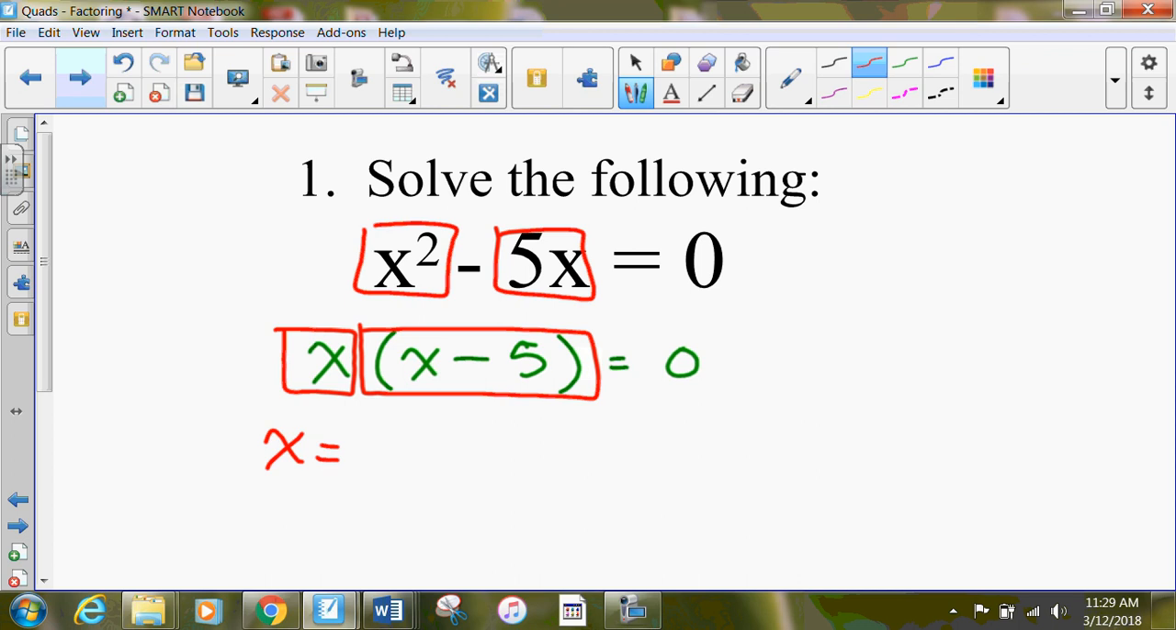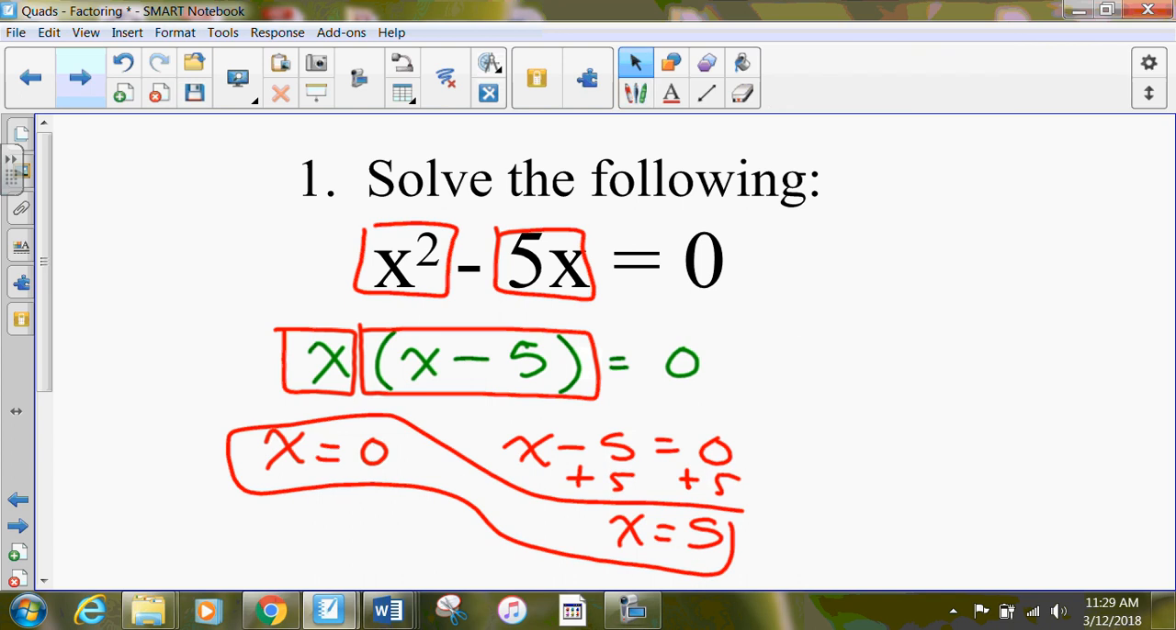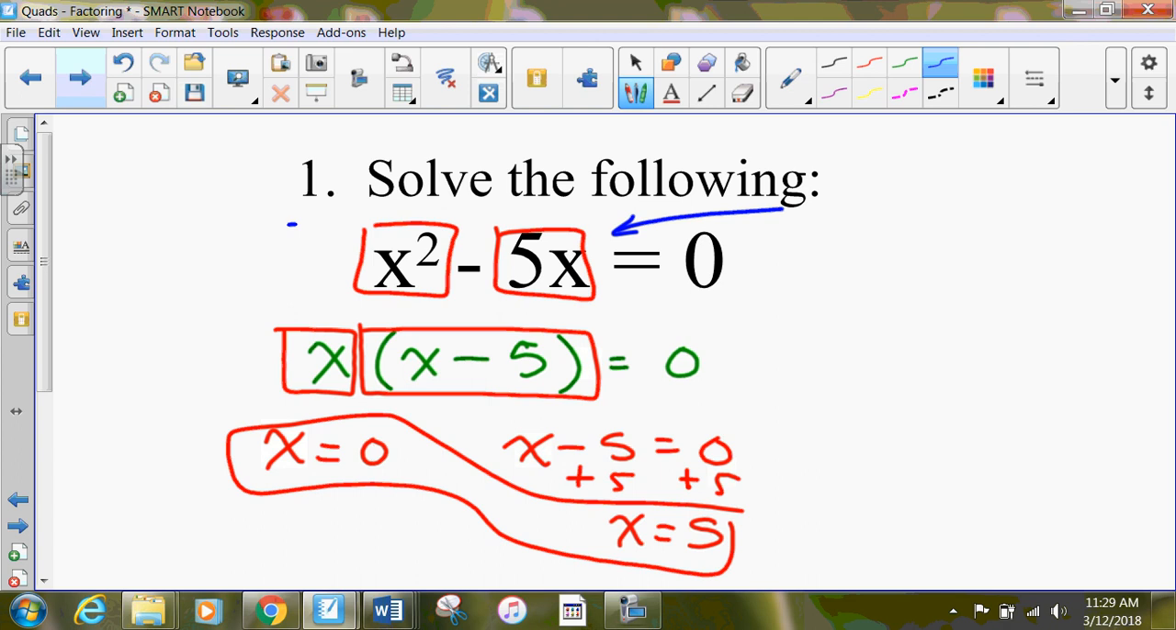We're going to say, well, either x equals 0 or x minus 5 equals 0. And we don't have to solve for x here. It is solved. We add 5 to both sides, and we get two answers, either x equals 0 or x equals 5. If we wanted to check ourselves, we could plug in to both x's.